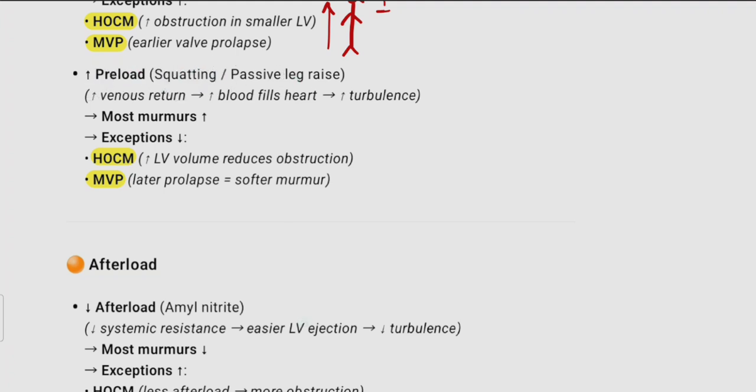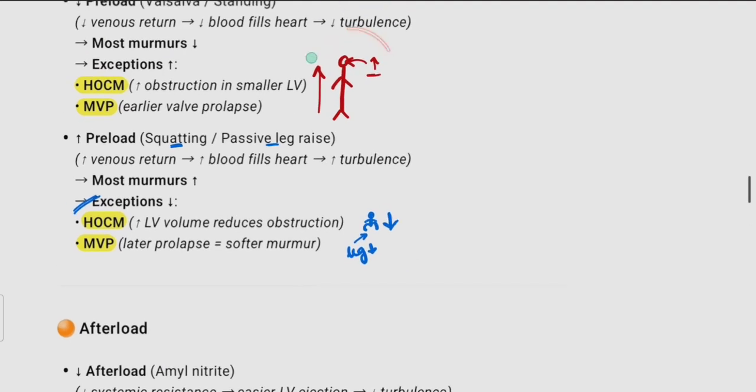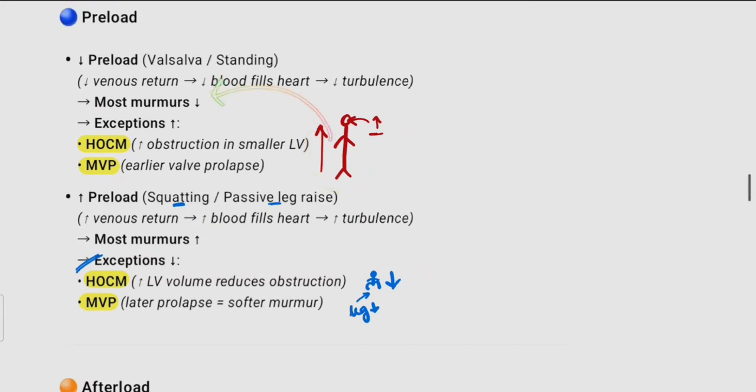But just in case we forget in the exam, I don't know how to draw squatting, just bear with it, guys. You're squatting here. So squatting is where you're sitting, right? And the legs are also down, so it decreases. So basically whenever there's passive leg raise or squatting, in the exceptional cases HOCM and MVP, it decreases. Now remember these exceptions, because in the exam they will ask you exceptions. Don't put this logic to the normal murmurs and don't make a mistake.